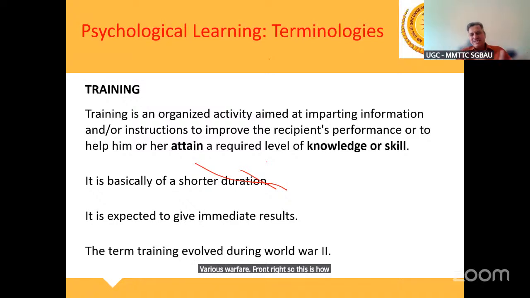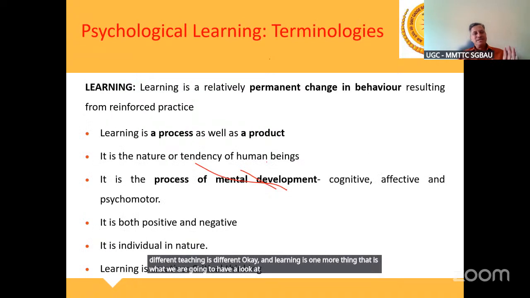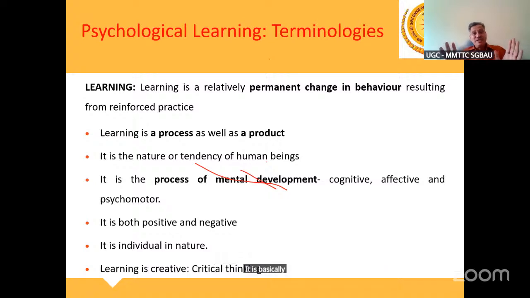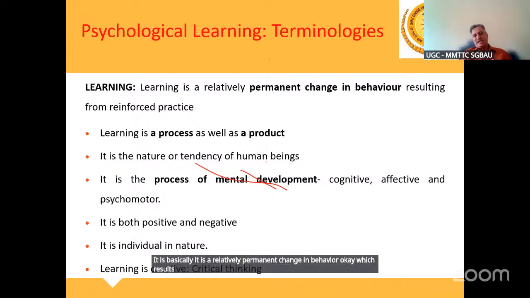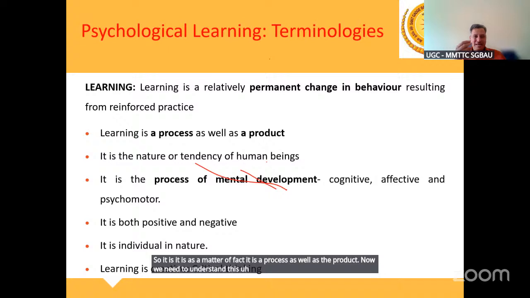So training is different, teaching is different, okay, and learning is one more thing. That is what we are going to have a look at. What is learning? It is basically a relatively permanent change in behavior, okay, which results from reinforced practice. So whenever we say that the teaching is happening, we claim that the learning is happening there, right? But it is not all the time, right? There are exceptions to it. As a matter of fact, it is a process as well as a product. Now we need to understand this process and a product.